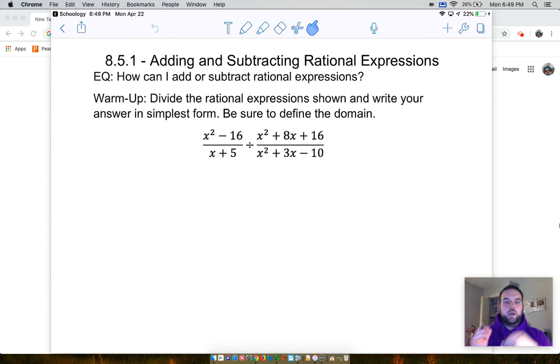All right, back at it right away. Section 8.5.1, adding and subtracting rational expressions. So at 8.4, it was just multiplication and division, essentially of fractions. It does get a little bit more dicey, because when we add or subtract fractions, we need a common denominator. So we'll get into that.